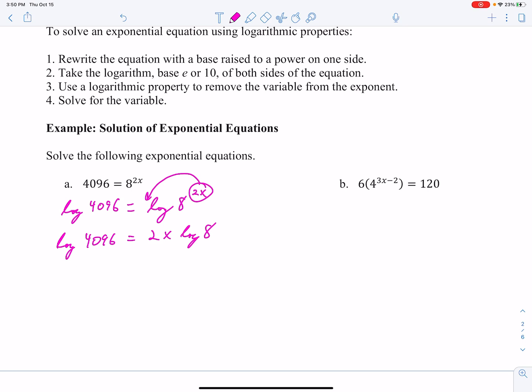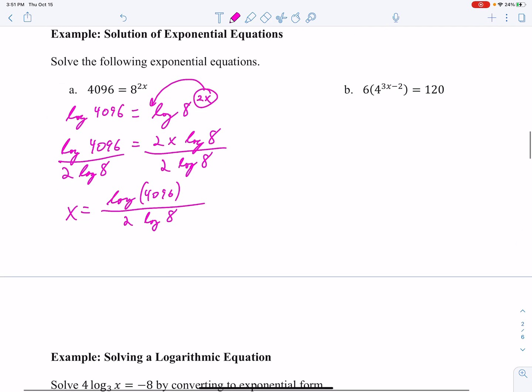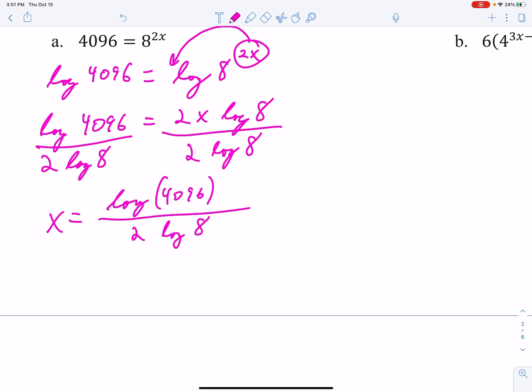Now we need to get x by itself, so we're just going to divide off everything that we don't need. 2 times log of 8, divide on both sides. So we say x equals log of 4,096 over 2 times log of 8. Again, make sure you use parentheses appropriately. And be careful on this problem when you plug this into your calculator.